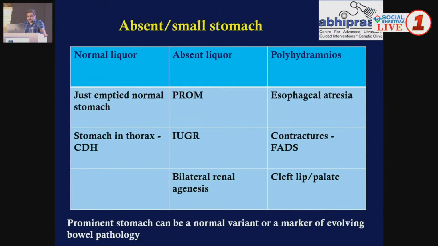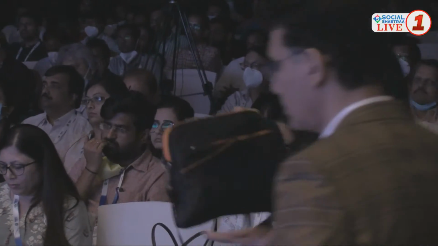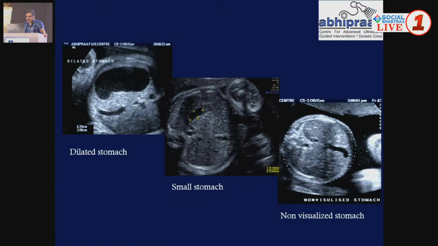Whereas if you see polyhydramnios, then you're worried, because that means you're dealing with probably proximal obstructions like esophageal or duodenal atresias, and you're dealing with cleft lip or cleft palate or gross CNS anomalies, which leads to impaired swallowing. And that's one of the reasons why you have polyhydramnios.